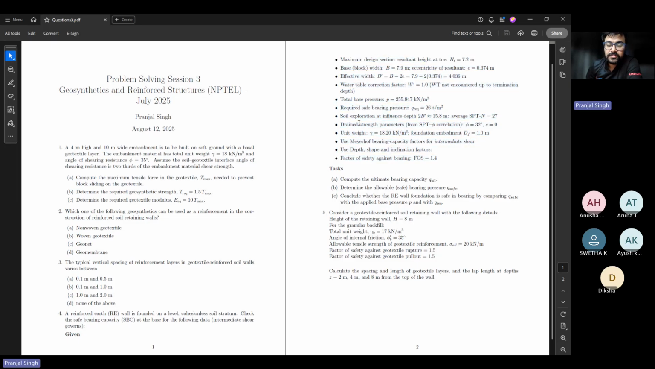I think this is pretty straightforward if you are aware of the bearing capacity theory. And the last question is similar to what was given before, but I've still repeated the question. This is also kind of straightforward. You just have to repeat the same step at 2, 4, and 8 meters. So I think questions number 4 and 5 are going to take some time. Otherwise, 1, 2, 3 are pretty straightforward.